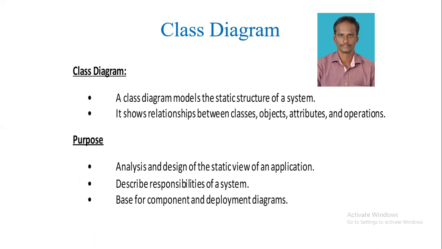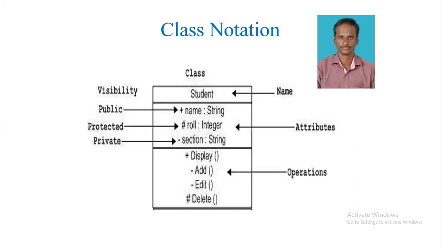The first one is the class diagram. The class diagram models the static structure of the system, and it shows the relationship between classes, objects, attributes, and operations. The purpose of the class diagram is to analyze and design the static view of an application. It describes the responsibilities of the system. Class diagram is the base for component and deployment diagrams. And this is the class notation to draw the class diagram.